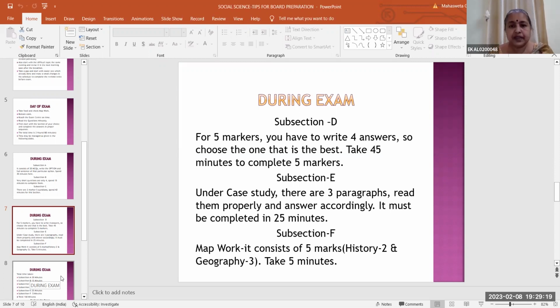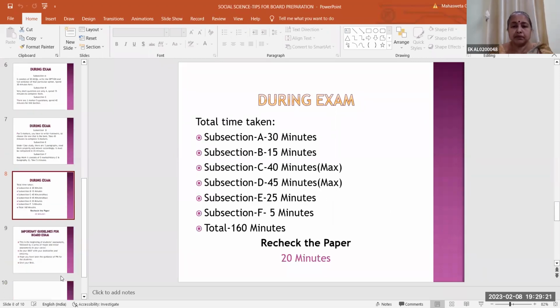Now this is the compiled slide where I have written the total time taken. Subsection A, MCQ, 30 minutes. Subsection B, only 4 questions, 15 minutes. Subsection C, 5 questions, you are using 40 minutes. Subsection D, 4 questions, 45 minutes. Subsection E, 3 case studies, using 25 minutes. And subsection F is only the map work, so 5 minutes.